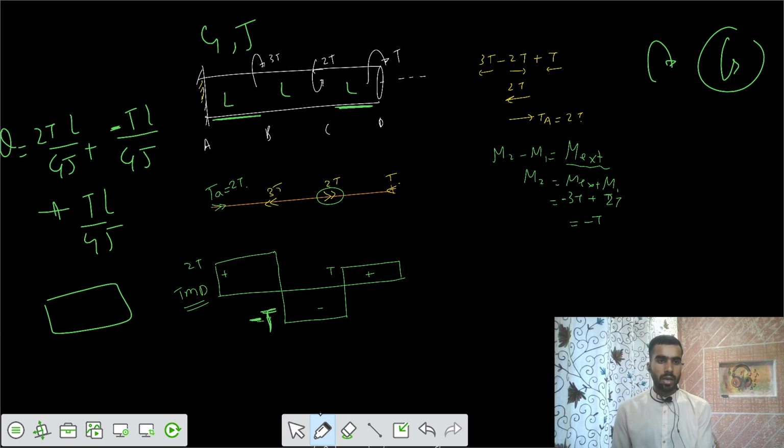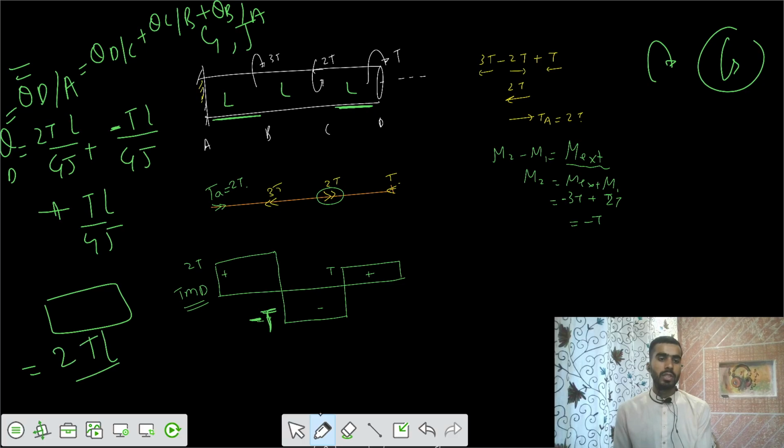Now the net value of theta equals theta at D with respect to A, that is theta D with respect to C plus theta C with respect to B plus theta B with respect to A. And we got the net value of theta equals 2TL by GJ.